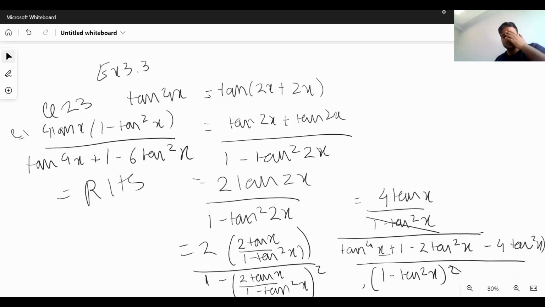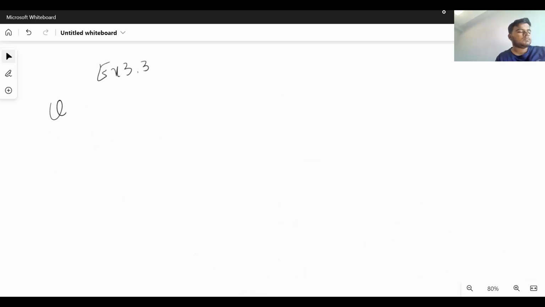So it was a long question. We had to use the identity twice of tan of x plus y, but we ultimately did that and we have reached the answer. Correct. So moving on. In the 24th question, we have to prove that cos 4x equals 1 minus 8 sine square x cos square x.